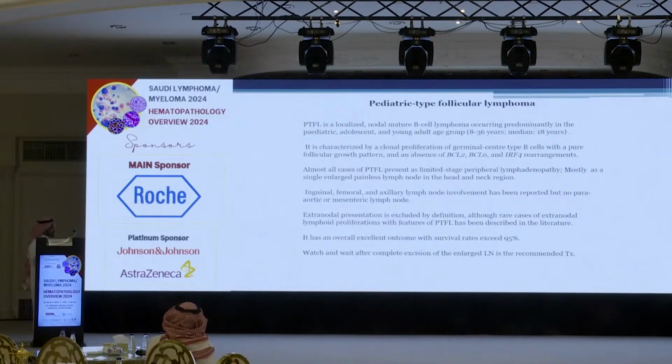Almost all cases of pediatric follicular lymphoma present as limited stage peripheral disease, usually involving one lymph node or a single lymph node group. Mostly these lymph nodes are located in the head and neck region. There are case reports of inguinal, femoral, and axillary lymph nodes. No intra-abdominal lymph nodes have been reported in the literature so far. Extranodal presentation is excluded by definition. If you have an extranodal case, according to the WHO criteria, you don't call it pediatric-type follicular lymphoma, although some case reports in the literature describe it in extranodal sites.